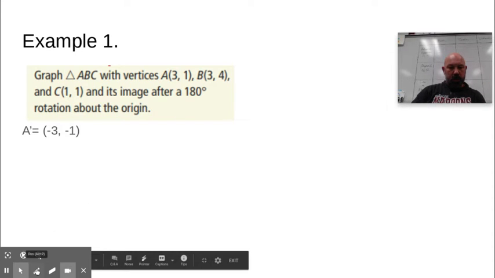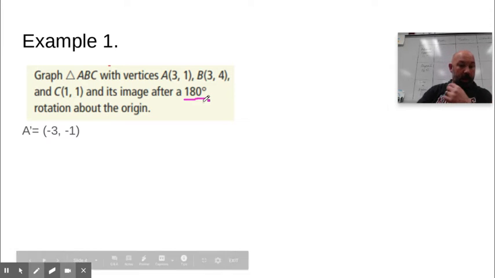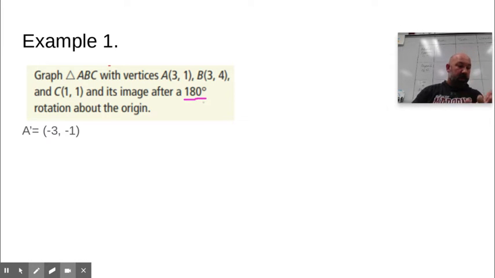So what we're going to do right here, we are reflecting at 180. If you recall, what happens then is we're going to be taking the opposite of A and the opposite of B. So before I graph them, I'm going to list all my new points with the prime. So for A, I'm going to take the opposite of each value, -3 and -1.